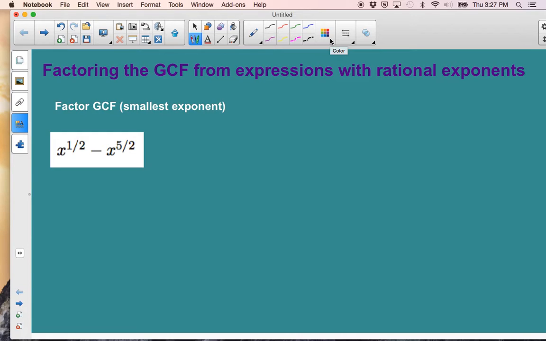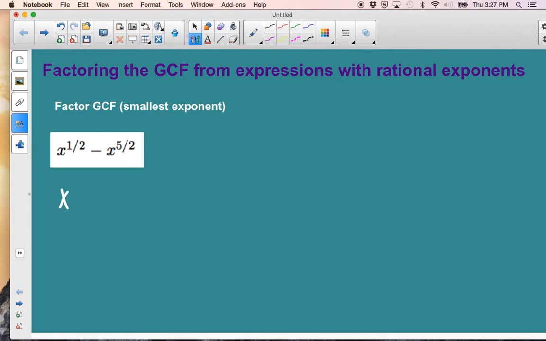Now, what you're going to be doing is factoring the GCF from each. The GCF is always going to be the one with the smallest exponent. So for example, from x to the 1/2 minus x to the 5/2, the exponent 1/2 is smaller than the exponent 5/2. So that's what we're going to factor out.